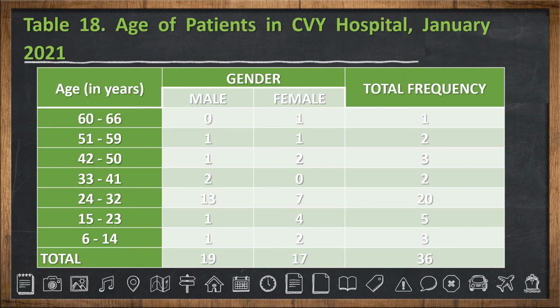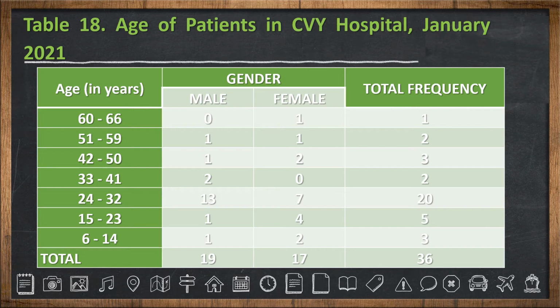So, for example, based on the given example a while ago, on the age of patients in CVY Hospital in January 2021. So, for example, age 60 to 66, 1 female and 0 male. So, therefore, the total frequency is 1. 51 to 59 years old, that is 1 male, 1 female. That is the total frequency of 2.